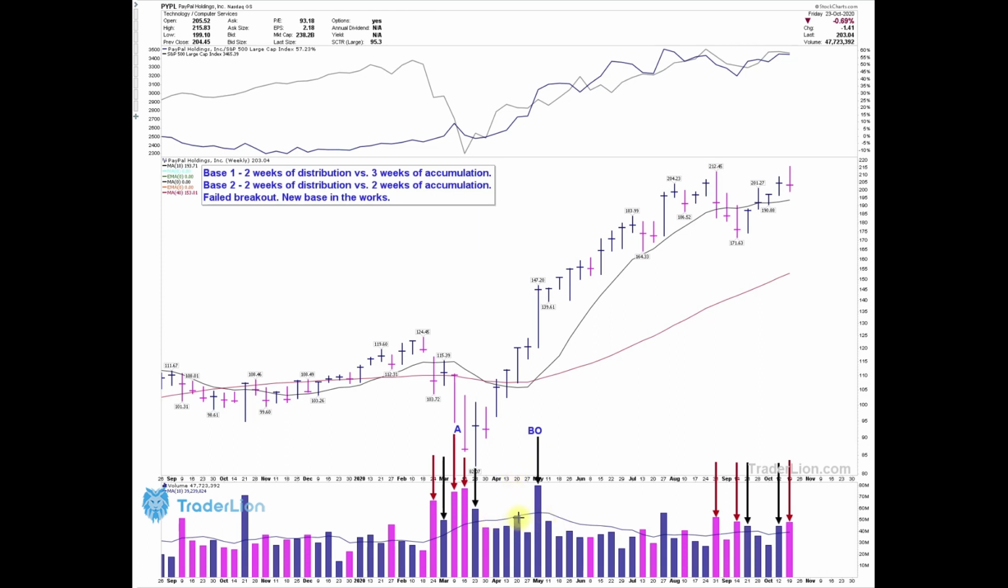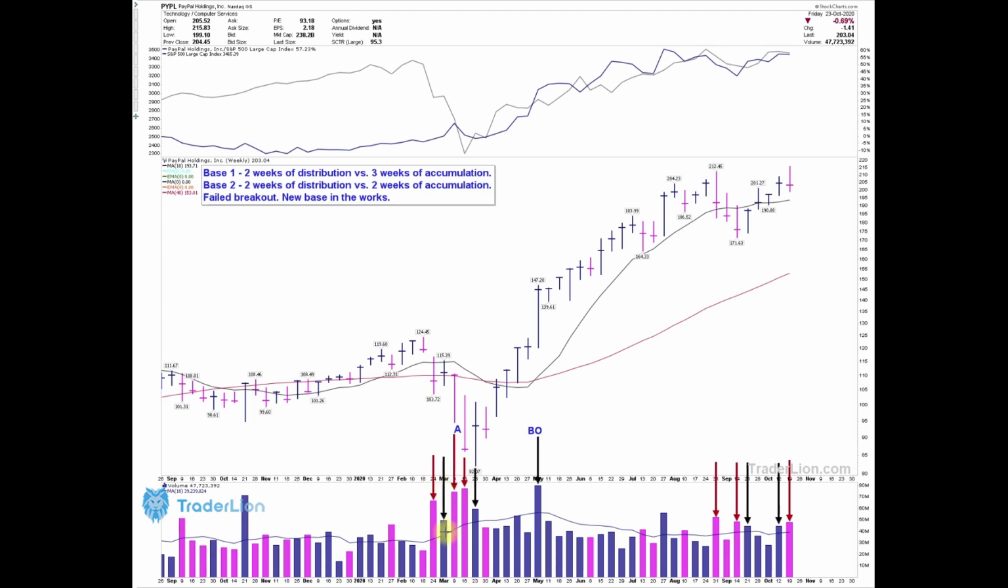You'll see this is a tad above average, but this isn't enough to bother counting. So that's how we get 2 weeks of distribution on this first base. We've got a first clear week here. This one is actually subtle accumulation when you take a deeper look at it, and so week number 2 of distribution is going to be this third down week. Now let's go ahead and count accumulation.